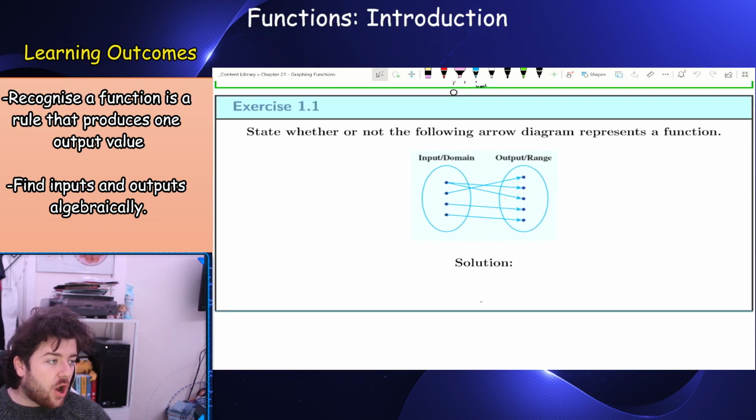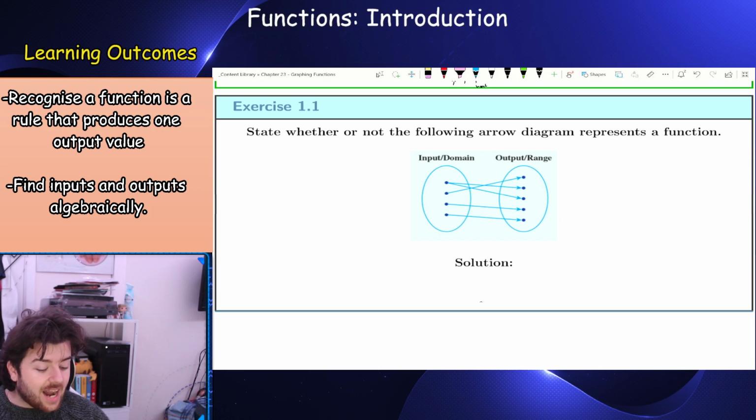State whether or not the following arrow diagram represents a function. So these arrow diagrams are a great way we use to illustrate functions. The left oval is the set of all my inputs. The right oval is the set of all my outputs, right? So does this represent a function?